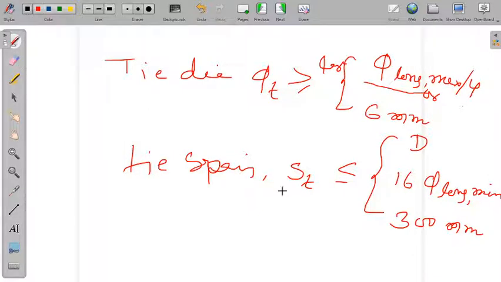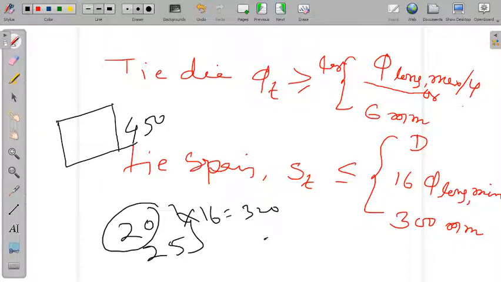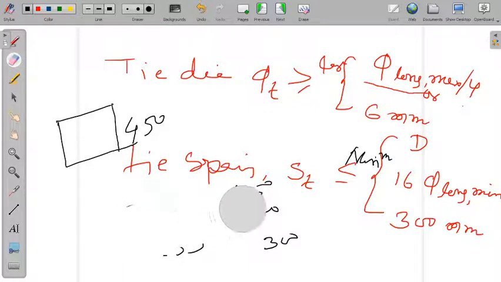Next, spacing. D is the dimension. Suppose we have 450, and 16 phi long minimum. Say we have used 20 and 25 mm diameter longitudinal bars, so the minimum is 20, and 16 times this is 320. So among 450, 320 and 300, the minimum is 300, so our spacing should be less than 300 mm. That is how to provide the spacing of the transverse reinforcement in the case of a tied column.